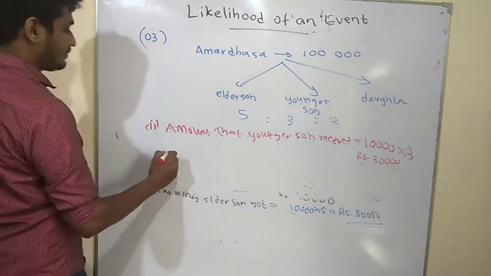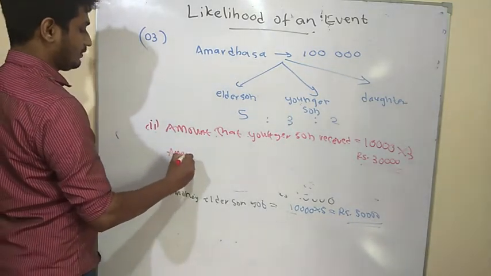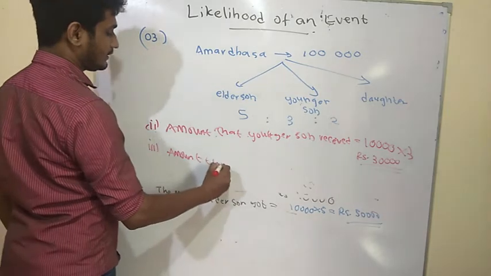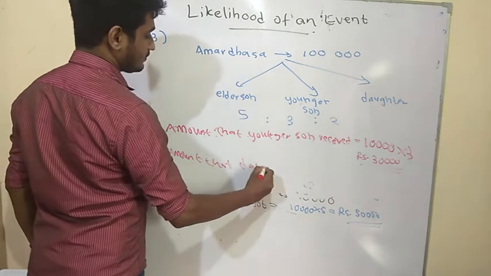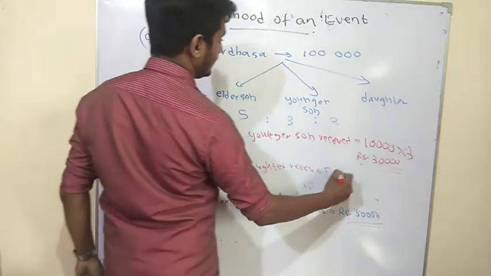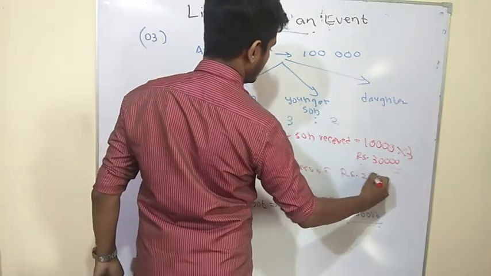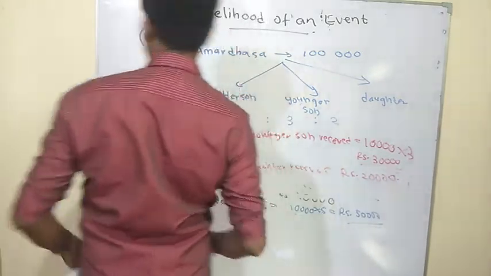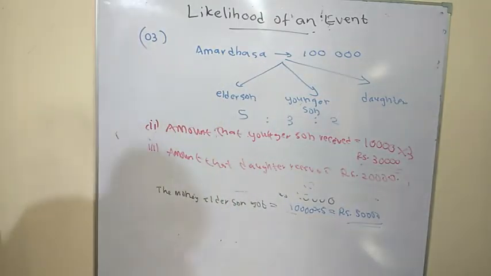Number 3, very easy. The amount that the daughter received. How many? 20,000 rupees. 10,000 in two parts. 20,000 rupees. The daughter received 20,000 rupees.